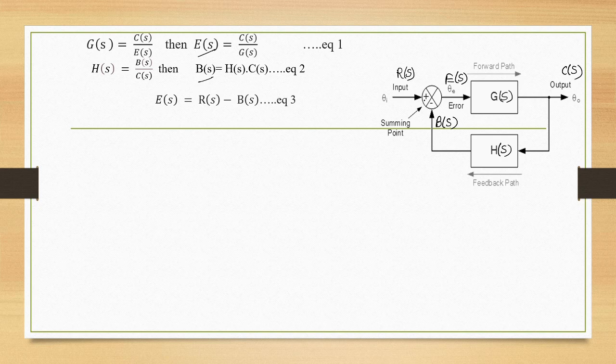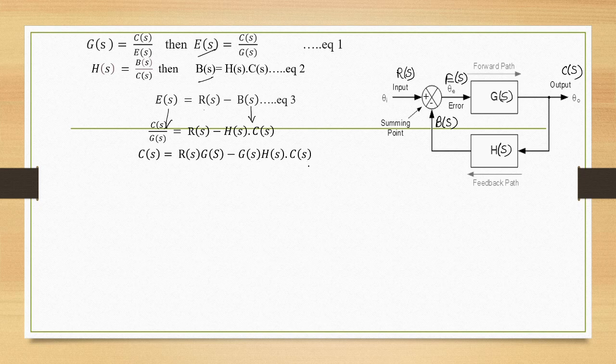Now by using this summing circle, here E of S is the output and here R of S is positive value, B of S is negative value, therefore R of S minus B of S gives E of S, equation number 3. Now we substitute the value of E of S by using equation 1, R of S as it is here, then B of S by using equation number 2. Now then multiply by G of S, we get this equation.